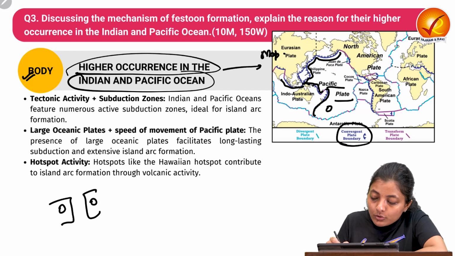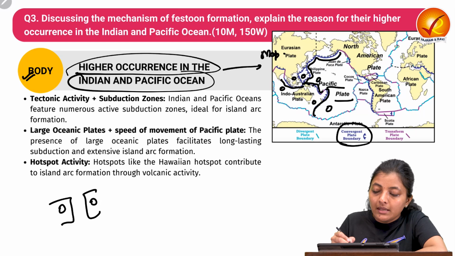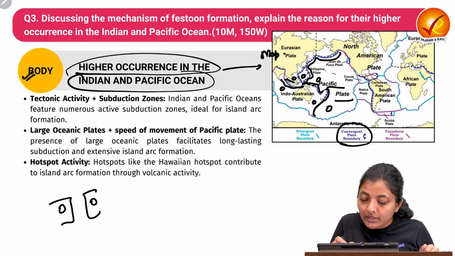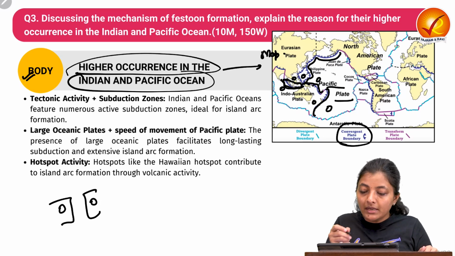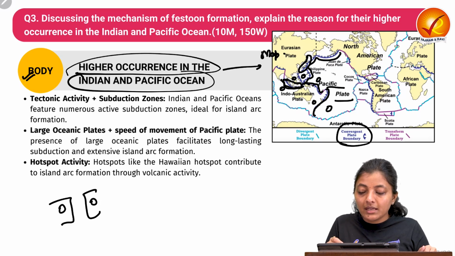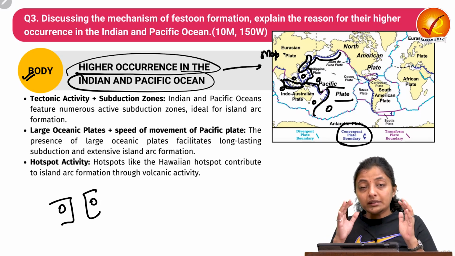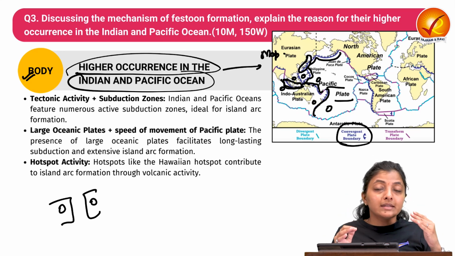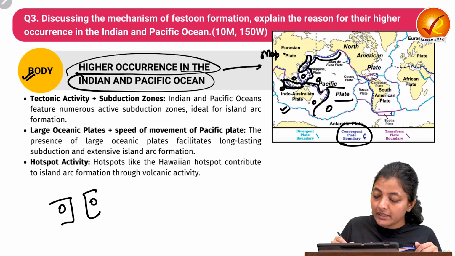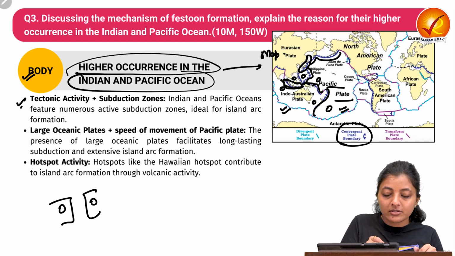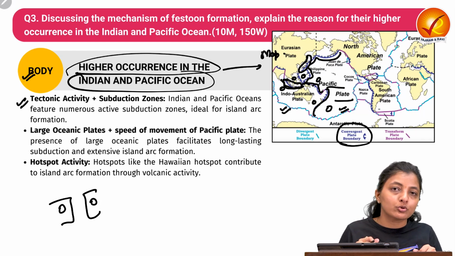So when this ocean plate is getting converged, it results in the creation of the Indonesian islands. It results in the creation of the Japanese islands, etc. Because there are higher tectonic activities, there are higher instances of subduction zones in the Indian Ocean and the Pacific Ocean. That is why we have seen higher cases of the formation of festoons in these two oceans.